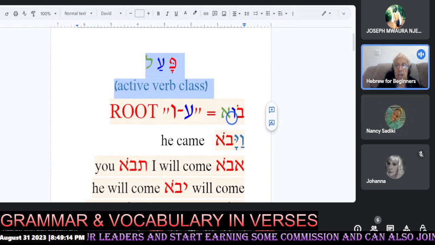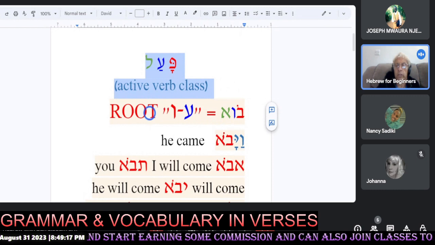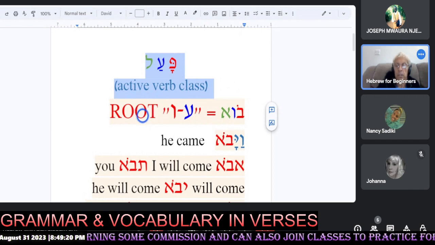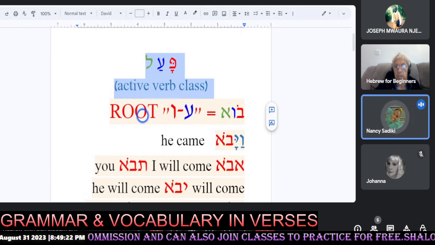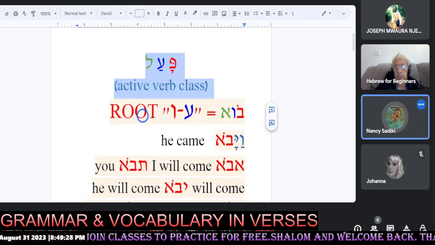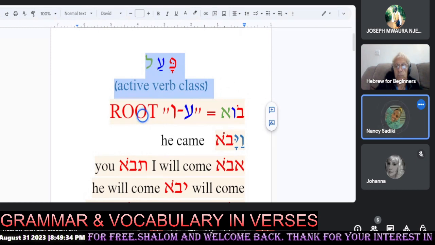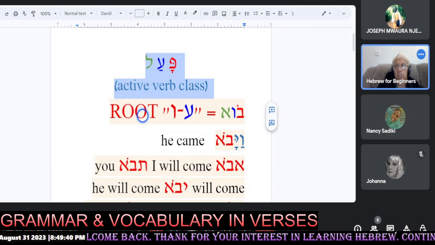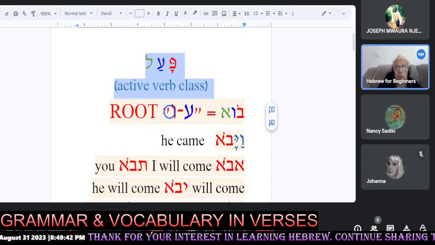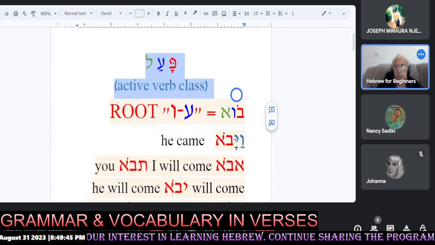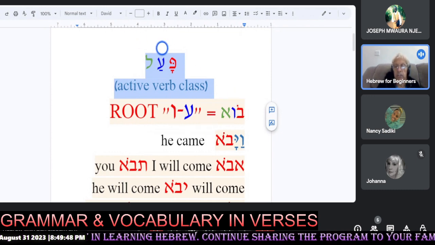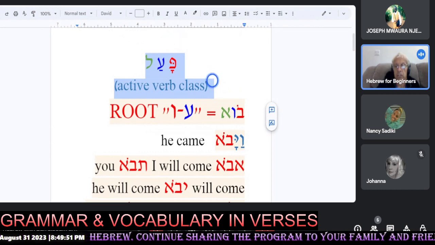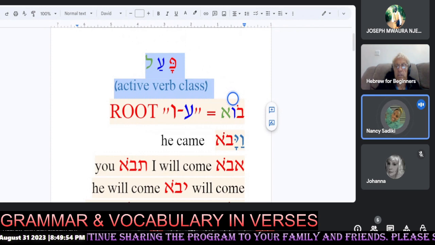And why do we call this kind of a root Bo? Why do we call it the Ayin Vav family? We call it the Ayin Vav family because the Ayin Vav family features the Vav in the Ayin position. The Vav is in the Ayin position.